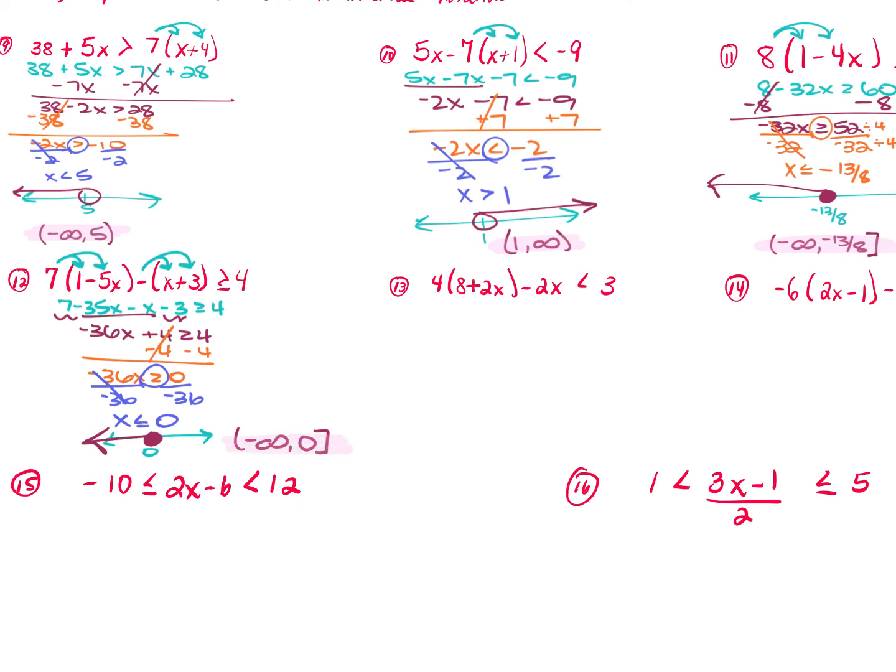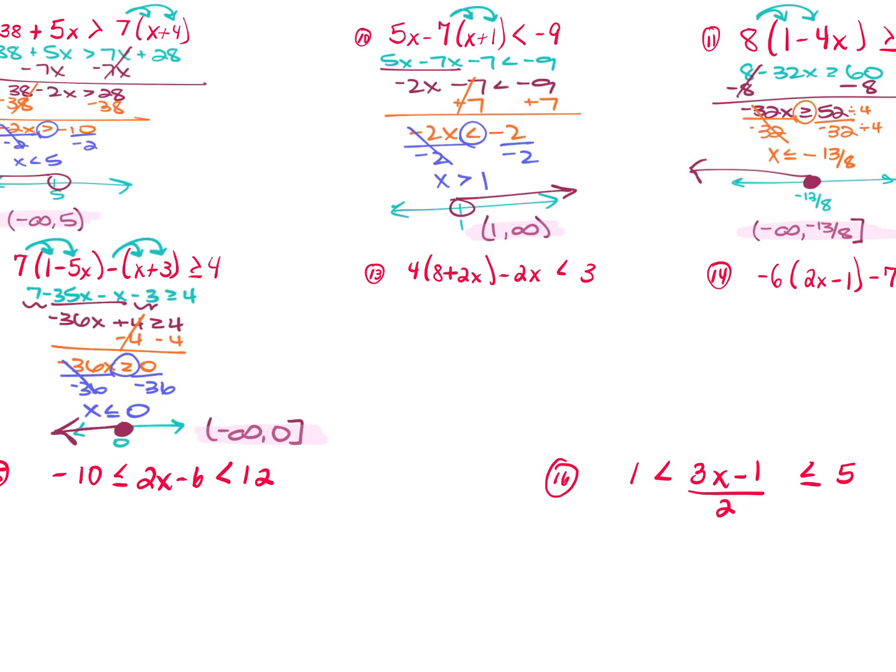For 13, we have 4 times 8 plus 2x minus 2x is less than 3. So again, distribute that 4. We're going to have 32 plus 8x minus 2x is less than 3. On the left side, combine your like terms to give yourself 32 plus 6x is less than 3.